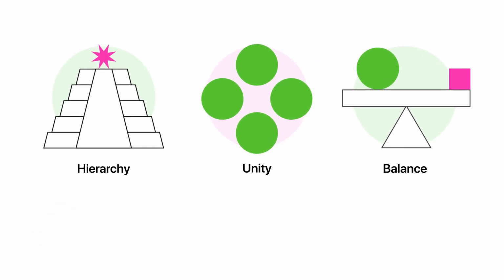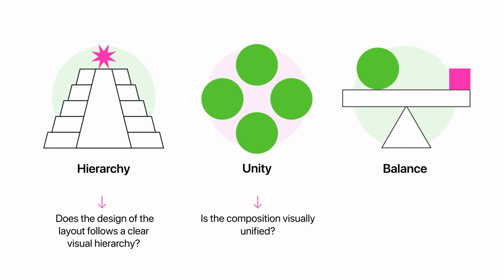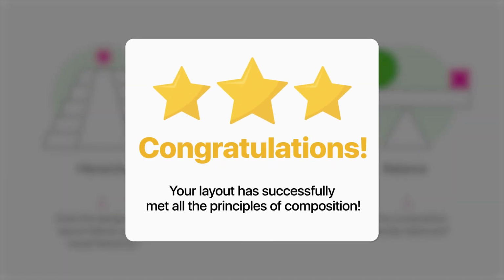Once you've completed your layout, you should ask yourself the following three questions. Does the visual hierarchy in this layout make it clear what is primary and what is secondary? Is the composition visually unified? Is the composition optically balanced? If you can answer yes to all three questions, congratulations! Your layout has successfully met all the principles of composition.